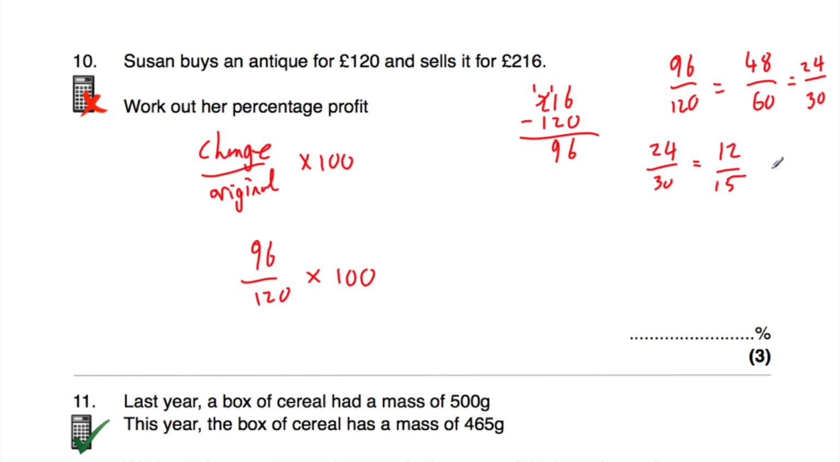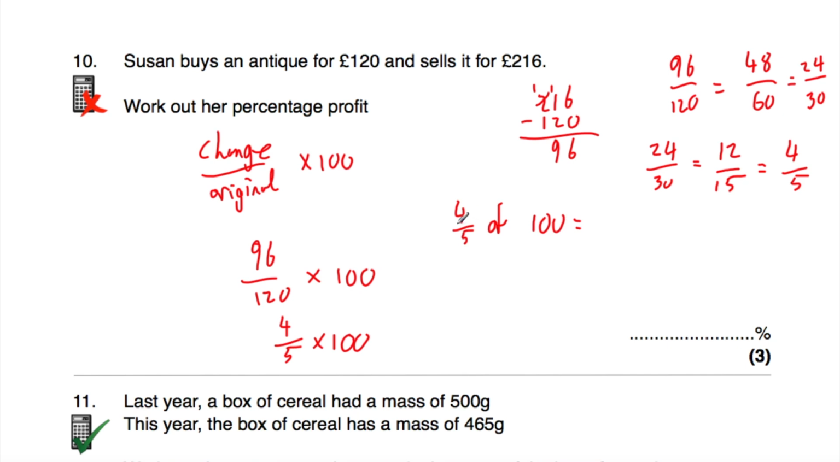And finally, 12 over 15, they're both in the 3 times table, so let's divide both of them by 3. 12 divided by 3 is 4, and 15 divided by 3 is 5. So it's 4/5. So instead of 96 over 120 times 100, we've got 4/5 times 100. And to work out 4/5 times 100, we're going to work out 4/5 of 100.